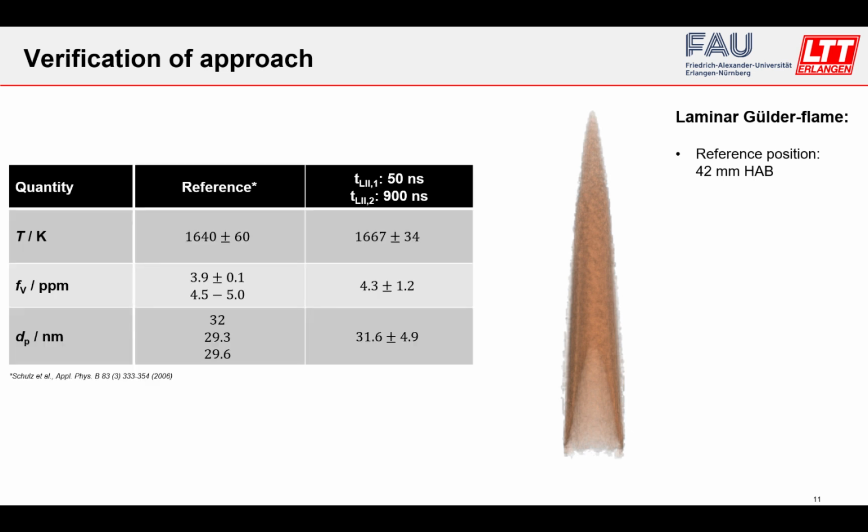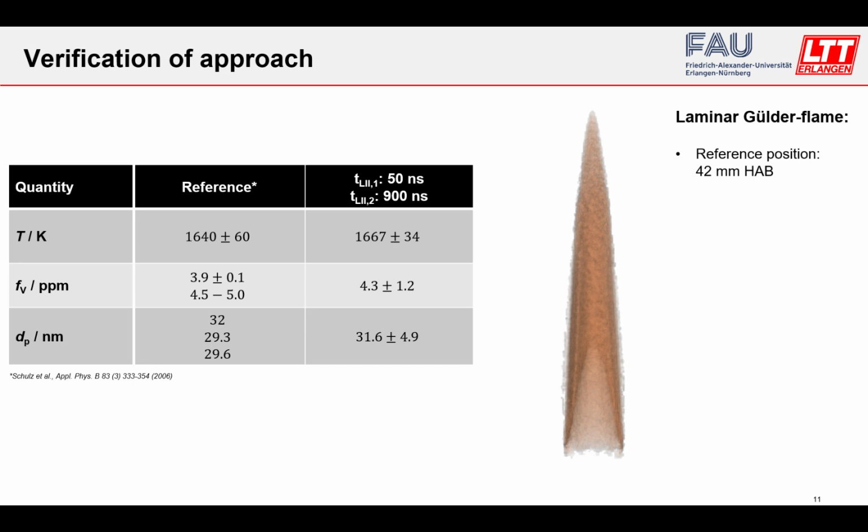All right, so now in theory we have everything we need for our results, but we want to verify if this approach is valid. For that we go to the laminar Gülder flame, where the reference position at 42 millimeters height above the burner is well known. There are a lot of literature values available for this position, and you see them here in the second column. They are extracted from Schulz et al., 2006.